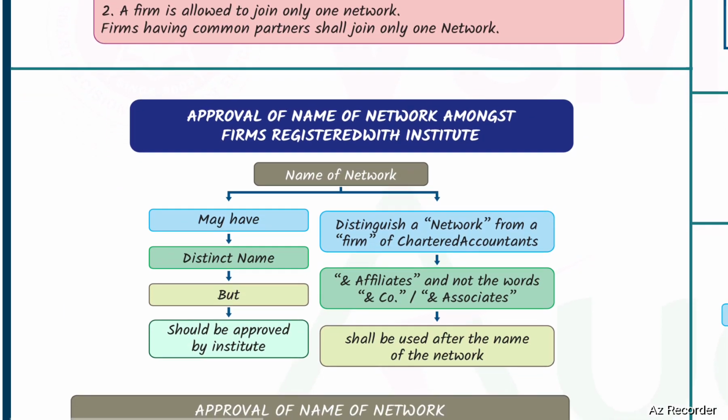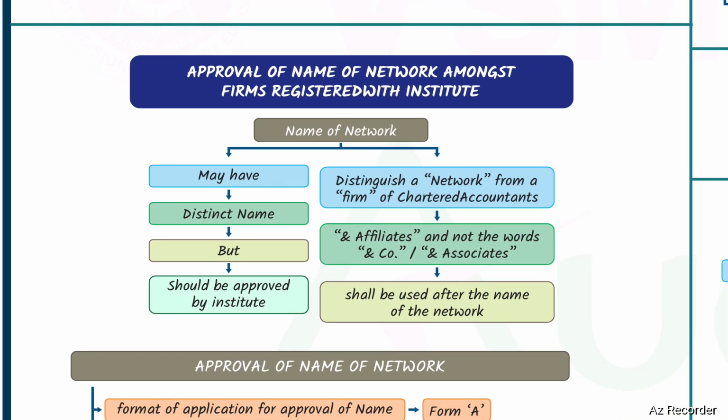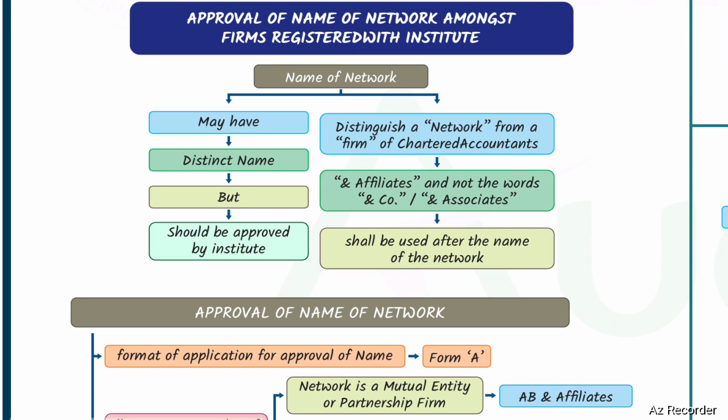Approval of names of networks amongst firms registered with the Institute. The name of the network may have a distinct name but should be approved by the Institute, that is ICAI. The name of the network should be distinguished as a network from a firm of chartered accountants. It should have the suffix "and affiliates" and not the words "and company" or "and associates". "And affiliates" should be used after the name of the network. That means the suffix should be "and affiliates".